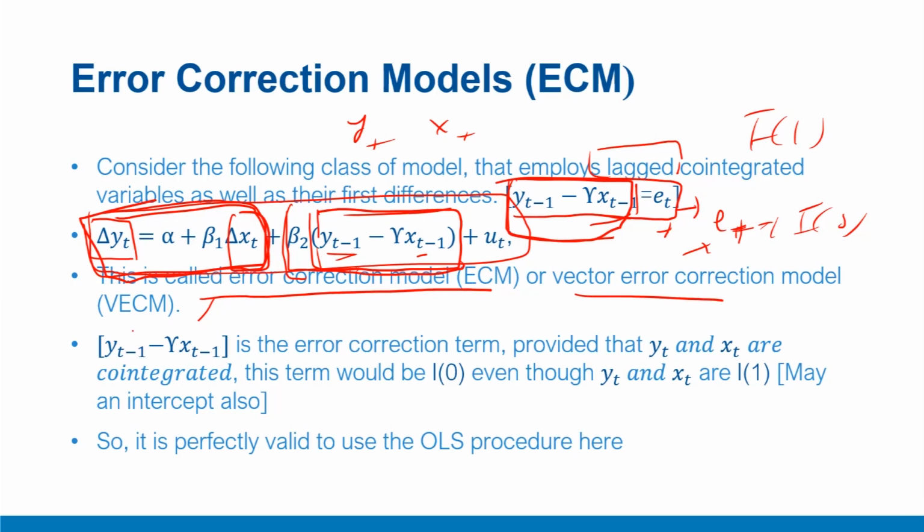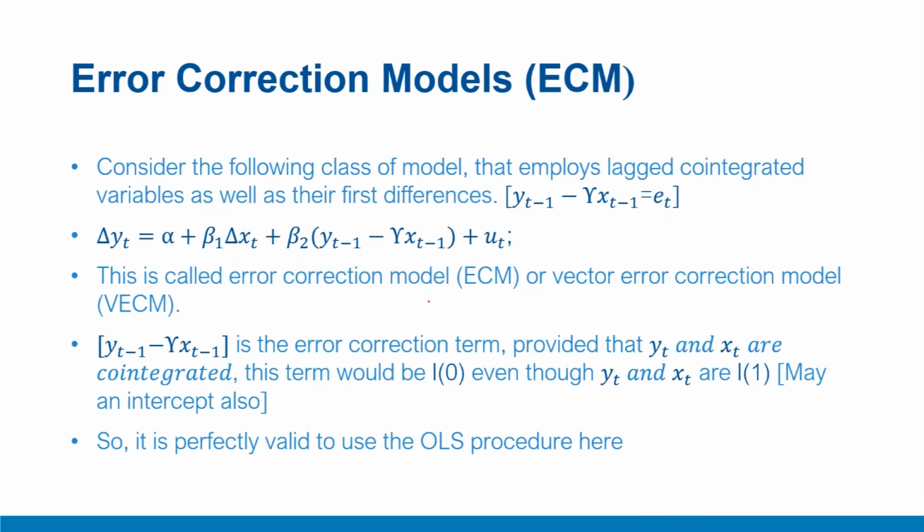In this model, as we discussed, this yt minus 1 minus gamma times xt minus 1 is the error correction term et, which captures the deviations from the long-term relationship. So this term gives you the deviations from the long-term relationship, and this is supposed to be I0 because of the co-integration, even though yt and xt are I1 or maybe higher also. Also, from a modeling perspective, you can have a constant term like alpha here. You can, in this relationship also, have some kind of constant if required.